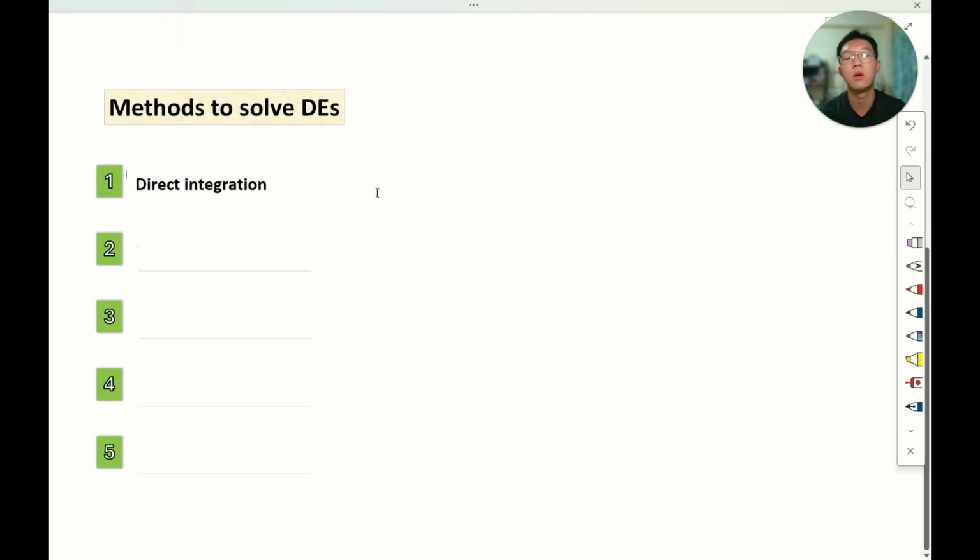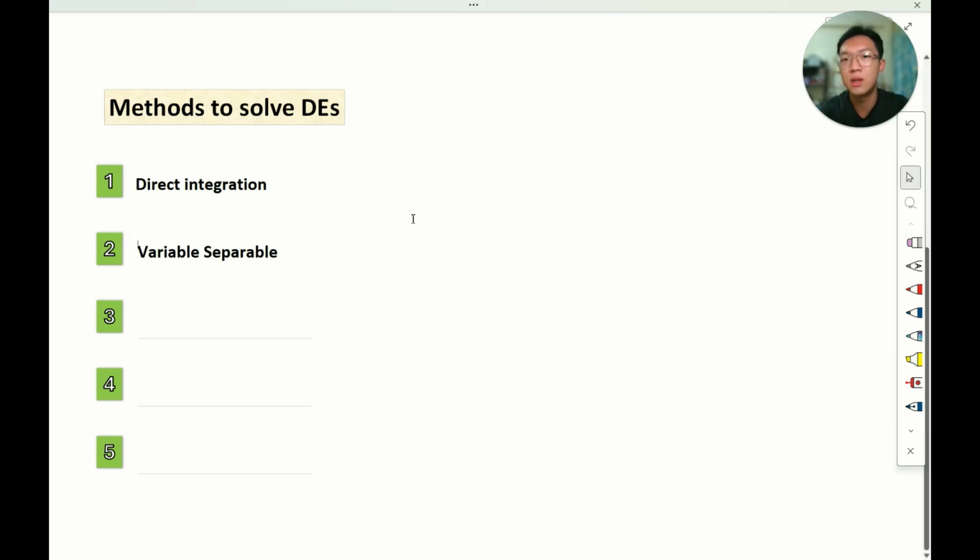Okay, number 1, we call it our direct integration. This should be the most straightforward method that you will find out, alright, because it's really just applying the techniques of integration onto the differential equation to solve it. Alright, integrating both sides and so on. More in detail the next video.